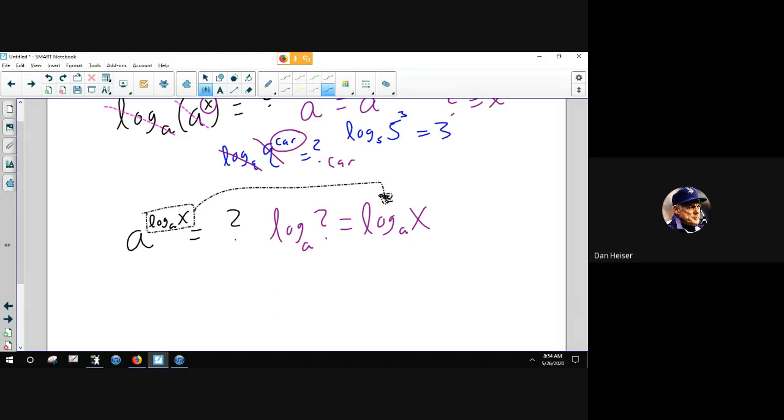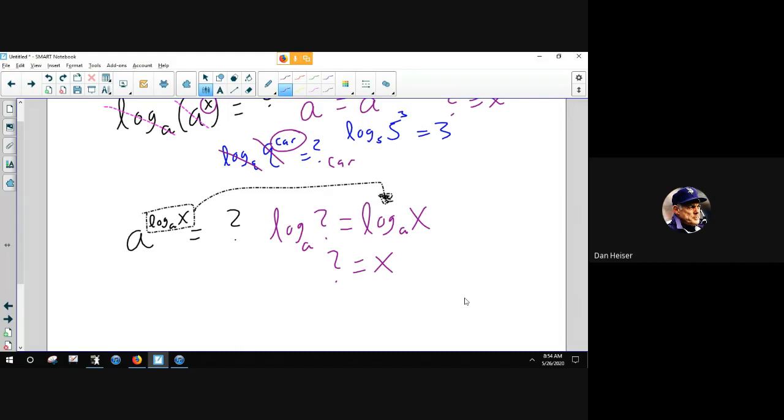There's where the exponent goes, on that side of the equal sign. So now I'm solving for question mark. Log base A of question mark is equal to log base A of x. Question mark is equal to x. How do you make one side look like the other? Well, they're already identical, except question mark and x are in the same spot. So question mark must equal x.